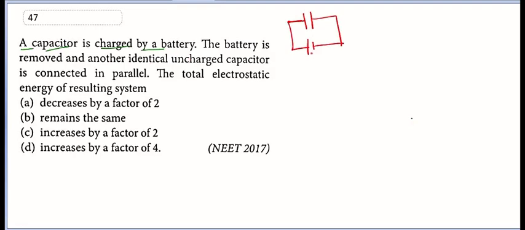The battery is removed. So next step. It is the initial energy. What is the initial energy stored? 1 by 2 CV square. This is the initial energy. So next step.